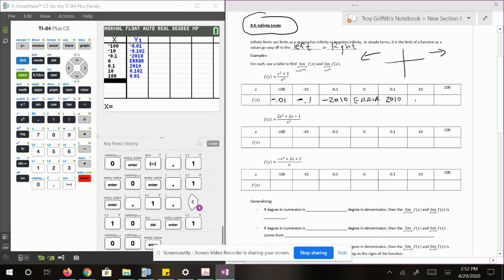Let's see if we can come up with an overall trend here. So the limit as x approaches negative infinity for this function. In this case, we're just looking at what's happening as our numbers are getting more negative.